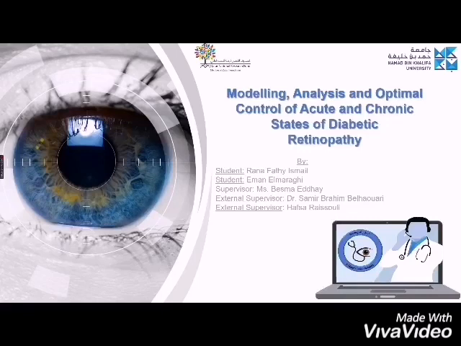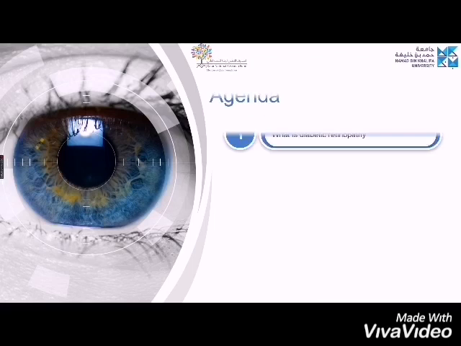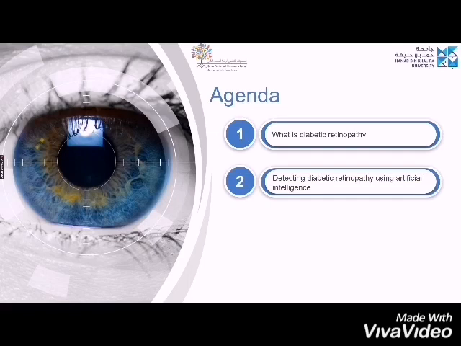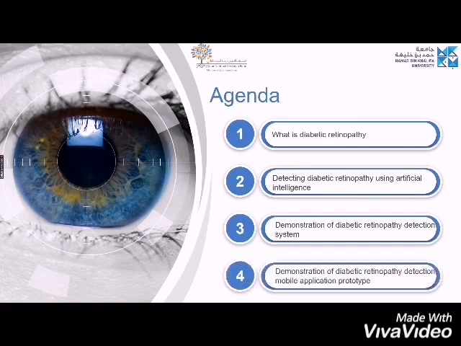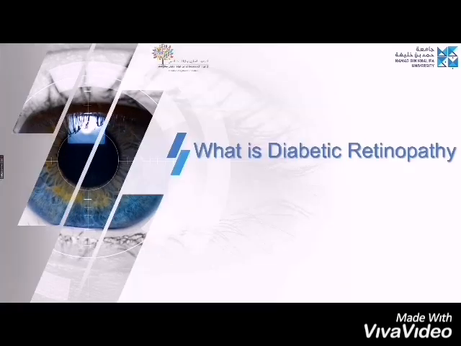Confident analysis and optimal control of acute and chronic states of diabetic retinopathy. In this video, we are going to briefly define diabetic retinopathy and how artificial intelligence contributes in diagnosing it. We are also going to demonstrate our retinopathy detection system and the prototype of the mobile application. First, what is diabetic retinopathy?